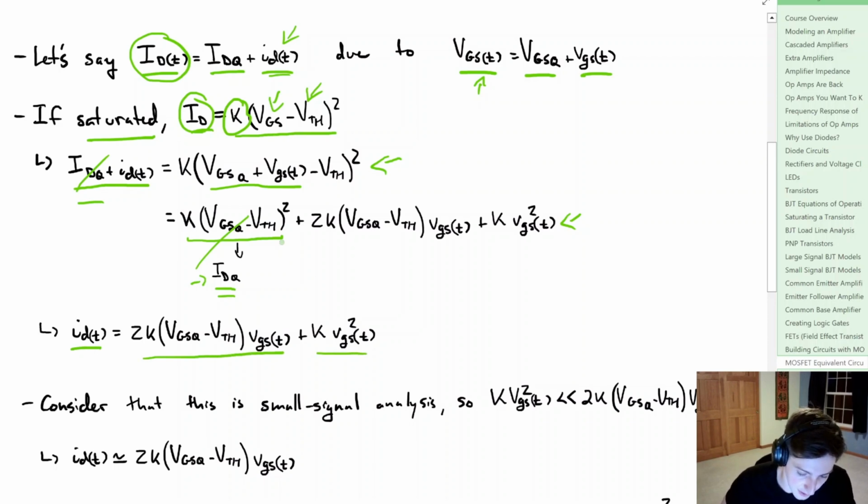Now if we have some small signal as we're assuming, we're going to make another bold approximation where we say that this vgs squared term is much smaller than this term, such that we can ignore this and we're just left with this bottom term.